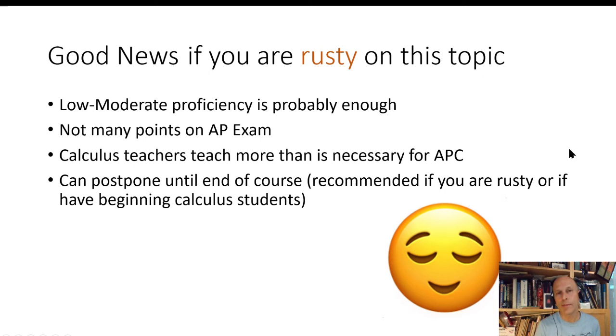If you are not particularly good at this topic right now, don't worry too much. You really don't need a whole lot of proficiency because the examples are not that complicated in Physics C. And it's not going to be very many points on the AP exam, just a few points here and there. So students don't really have to have a great proficiency with this technique to get a good score, 3, 4, or 5. Calculus teachers typically teach far more than is necessary for AP Physics C in this regard, and your kids will get lots of practice. By the time they get to Calculus BC, they'll be quite good at U-substitution and can see it right away often and do it better than you can.